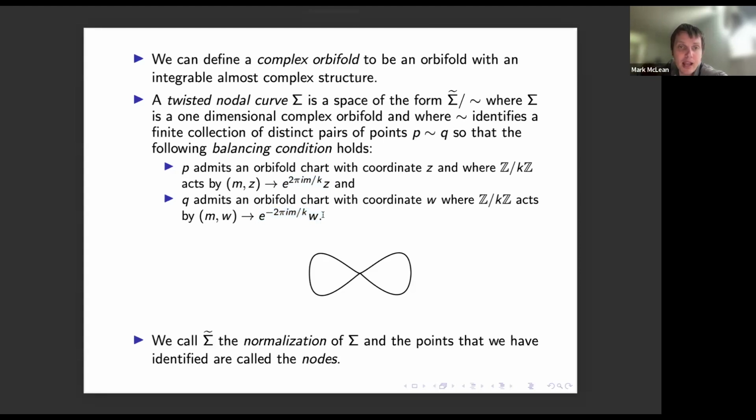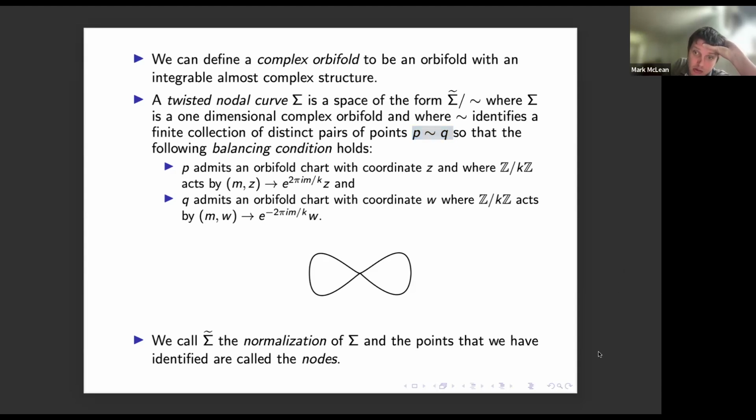I'll explain a little bit why you need this balancing condition. Sigma tilde I'll call the normalization of sigma. It's how you usually normalize nodal curves: you just separate out all the nodes. And the points we're identifying, P identified with Q, are the nodal points of our twisted nodal curve. So this is what the domain of our holomorphic curves looks like. When we define Gromov-Witten theory, we're counting J-holomorphic maps, and so you need a moduli space of domains, and this is what the domain looks like.